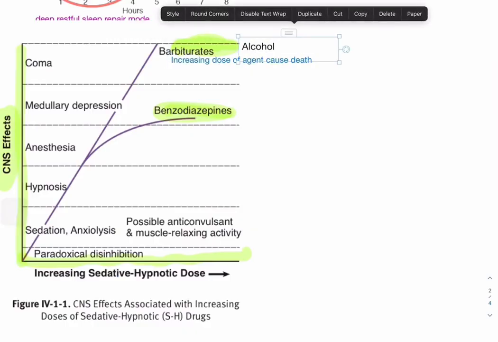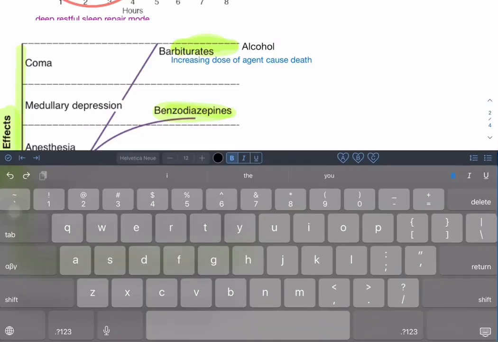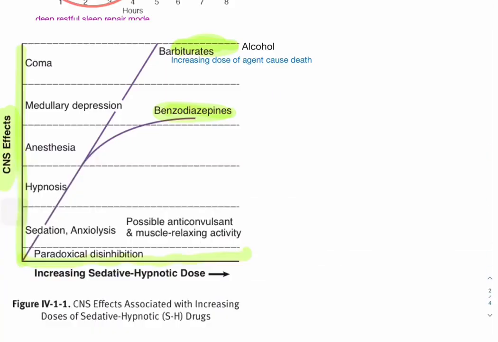If you say benzodiazepine, then you might want to look at the graph again. If you say barbiturates, then you are correct.